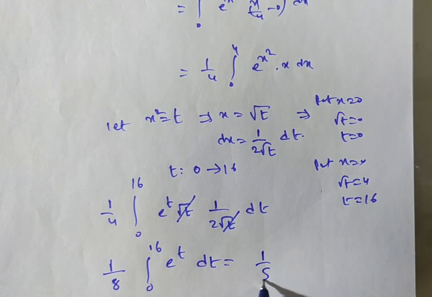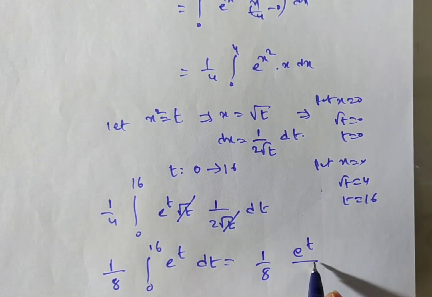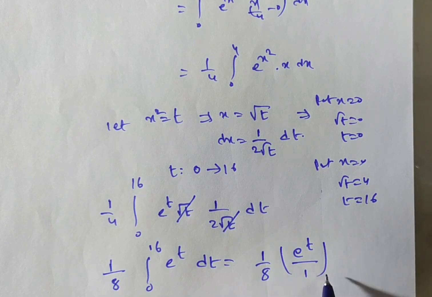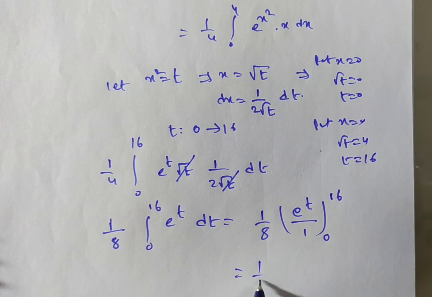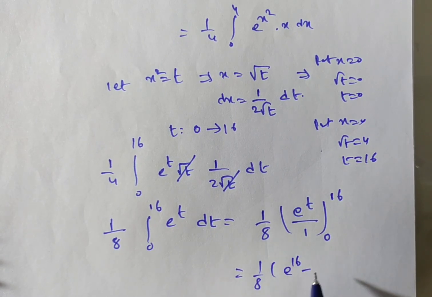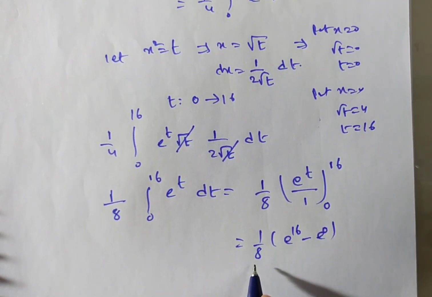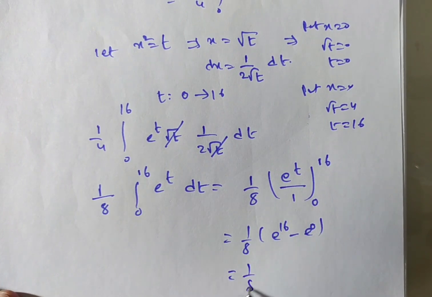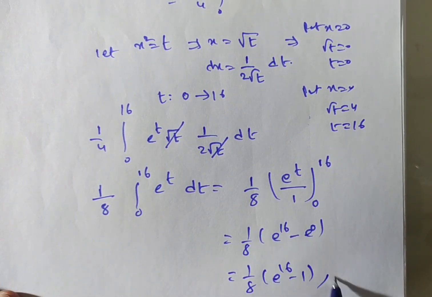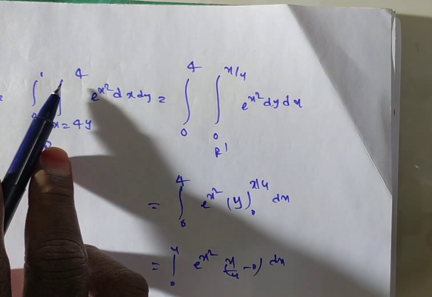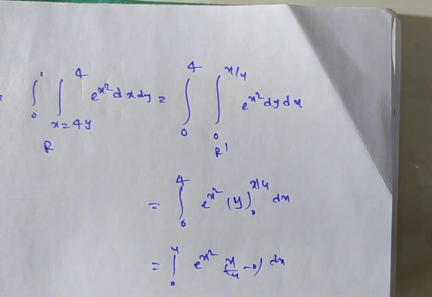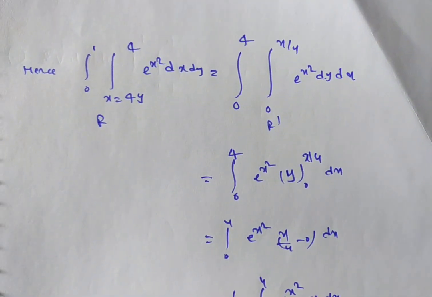So this is equal to 1 by 8 times e power t, integration of e power t by 1, since the derivative of t is 1. So limits from 0 to 16. So you will have 1 by 8 times e to the power of 16 minus e power 0. What is e power 0? 1. So 1 by 8 times e to the power of 16 minus 1 is the solution for the integral from 0 to 1, x to 4y to 4, e power x square dx dy. Like this we have to solve the double integration by change of order of integration.